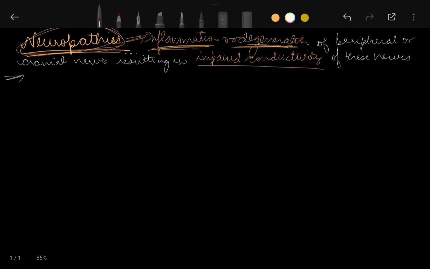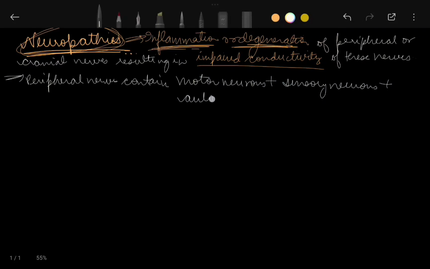Now, peripheral nerves normally contain motor neurons, sensory neurons, and autonomic neurons. Pure motor neuron lesions result in weakness.